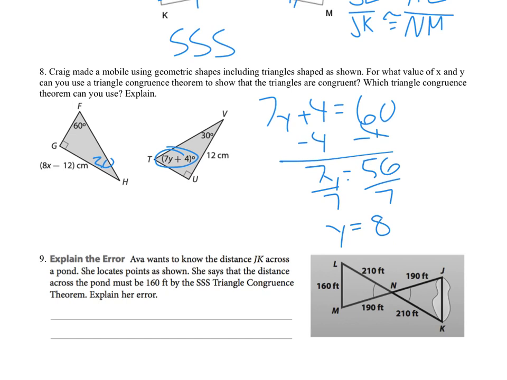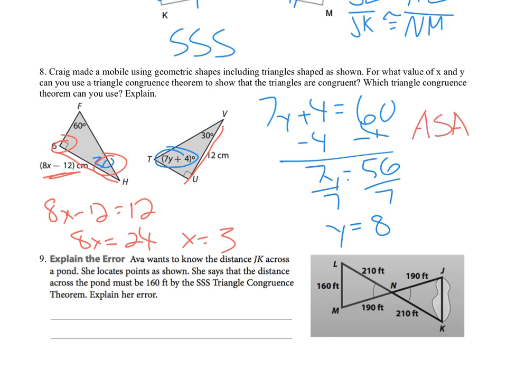And then for our x value, we would know that GH has to be congruent to 12. So then we'd have 8x minus 12 equals 12. Add the 12 over and we get 8x equals 24. Divide by 8 and we get x equals 3. Okay, so those are the values that work for x and y that would force this to be congruent. And then what triangle congruence theorem could you use? We know a side, and we have an angle and an angle. So we could use angle-side-angle congruence. So going back to some previous ideas there.